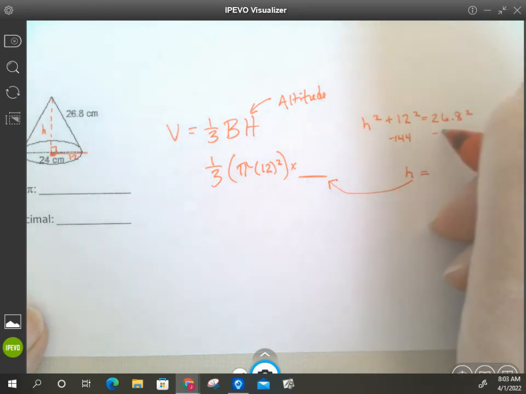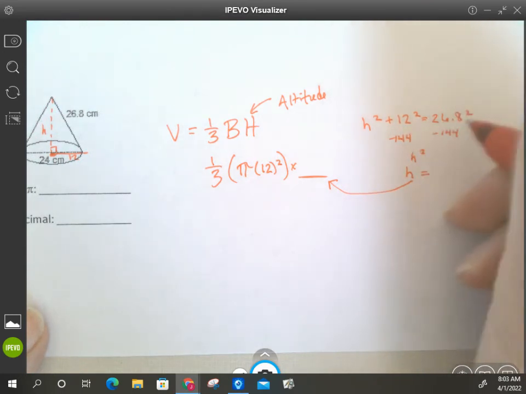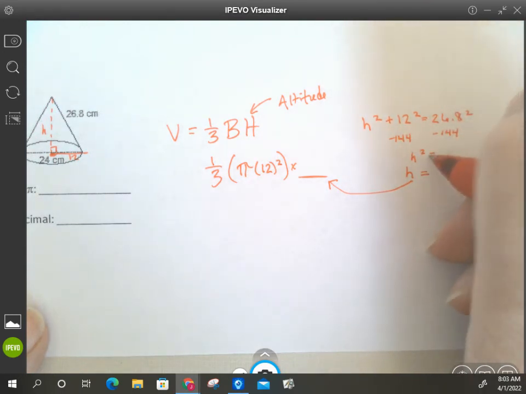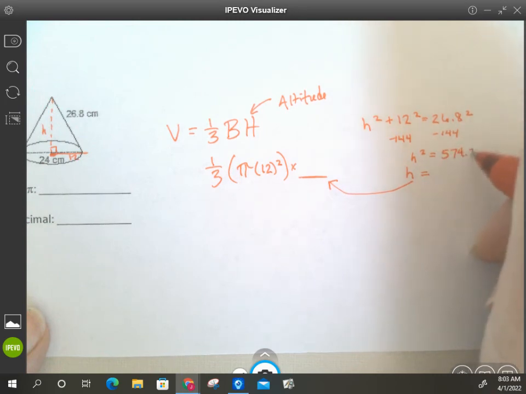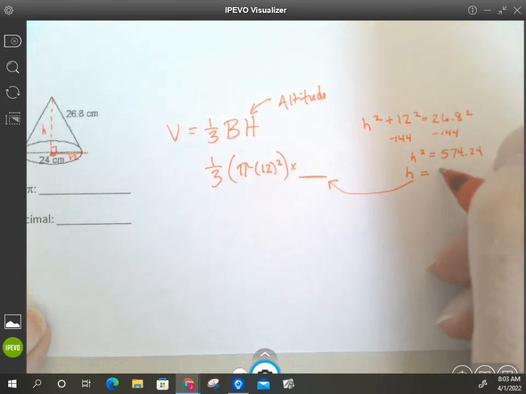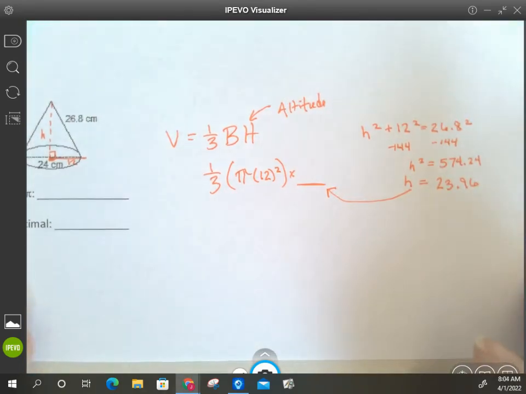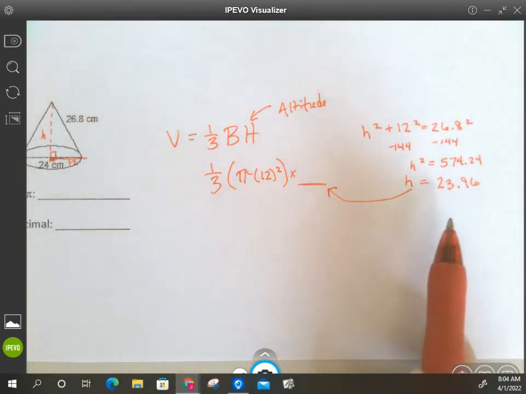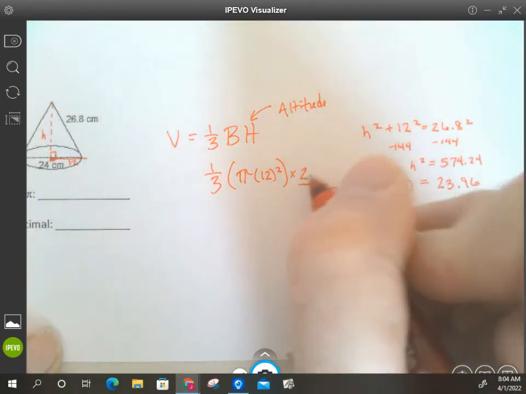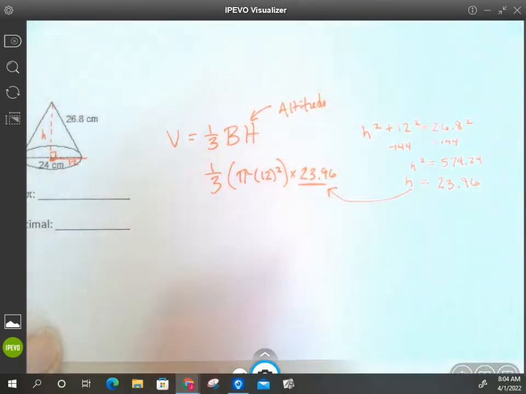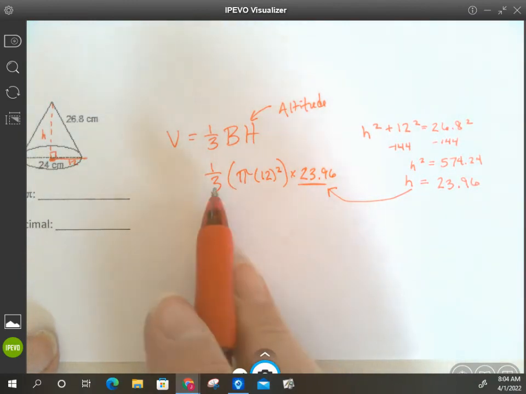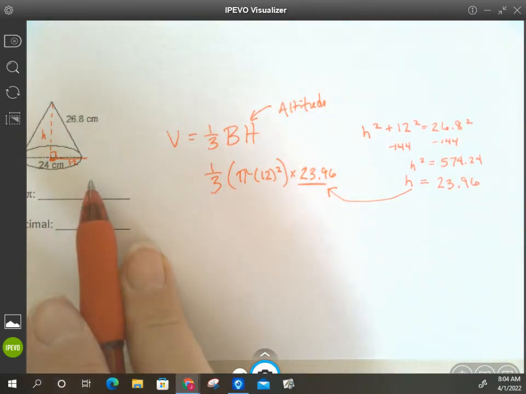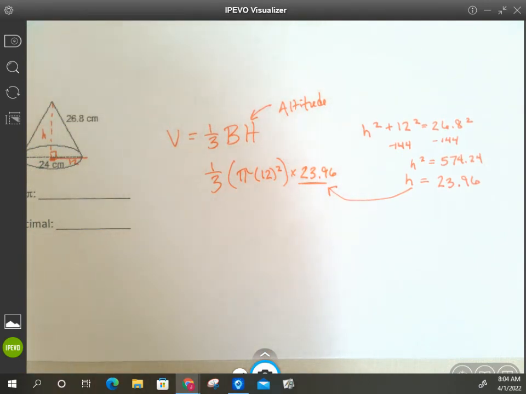So I'm taking 144 away from this. In the end, I get h squared once I do the math. Take this squared minus 144. I got h squared was 574.24. So it's not pretty. My height is 23. I'm going to keep the 0.96. If this is telling me to round to the nearest tenth at the end, I want to keep at least 100. So my height is 23.96. That's what's going to go right here. So this is not going to be an exact answer because we're taking a third of something. But go ahead, type this in without pi, plop it here, and put pi in the calculator to do your final answer.